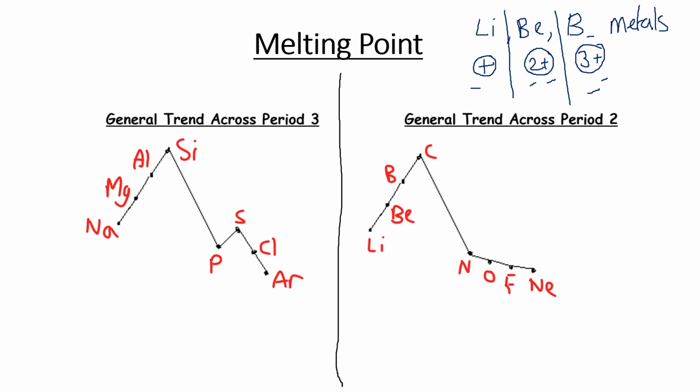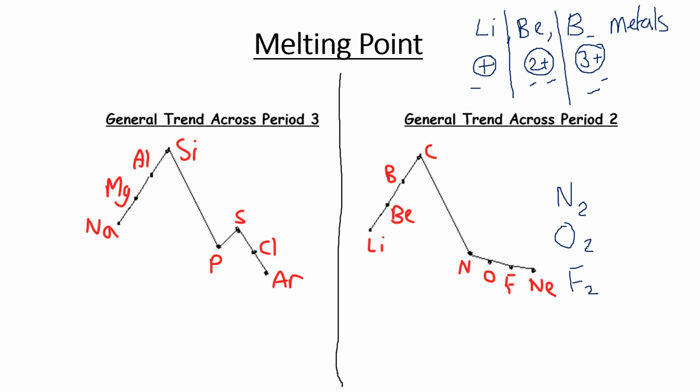And then there's this massive drop down to nitrogen, and then to oxygen, and then to fluorine. And these are all simple covalent molecules, so N2, O2, and F2. So you have a covalent bond between, for instance, the nitrogen atoms making nitrogen molecules. Same with oxygen, same with fluorine.